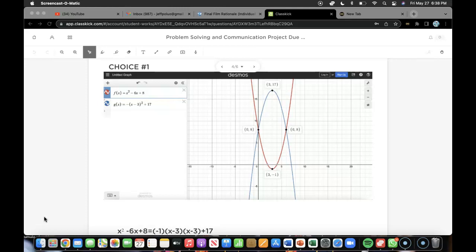So the first thing I did is to find the intersection. The intersection is where both graphs meet. For example, here and here. Then I went ahead and found x1 and x2 and y1 and y2.